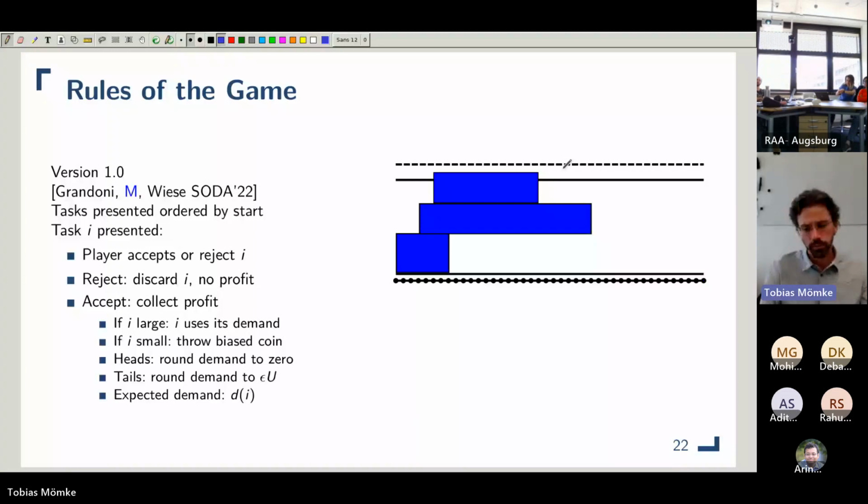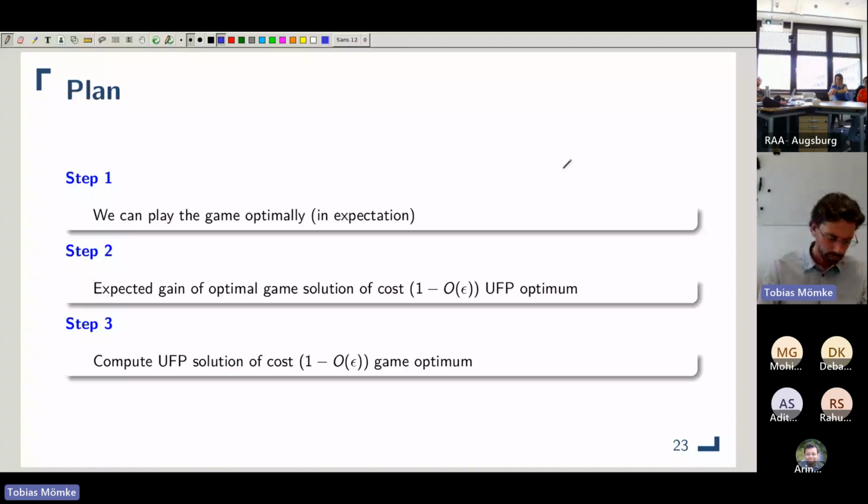Now, what's the plan to show that things work out? We first play the game optimally in expectation. So in the end, we have a randomized algorithm, and in expectation things work out. And the plan is that we play the game optimally. And it's actually not hard to show. So this step 1 is sort of the easiest step. We can show that the game can be played optimally.